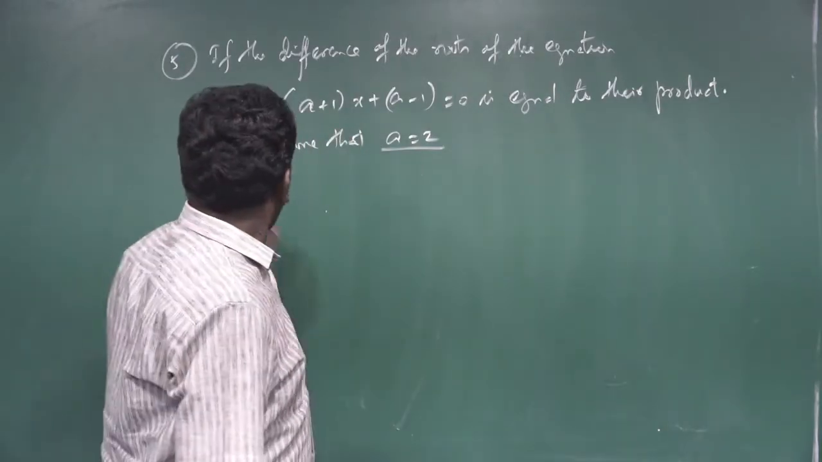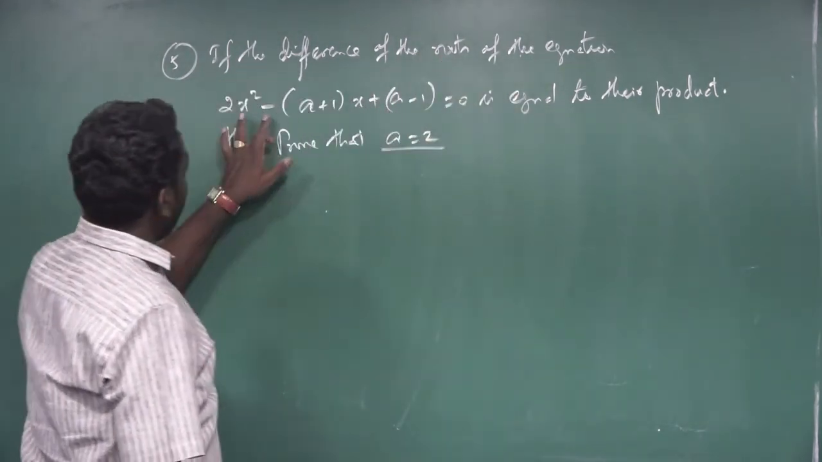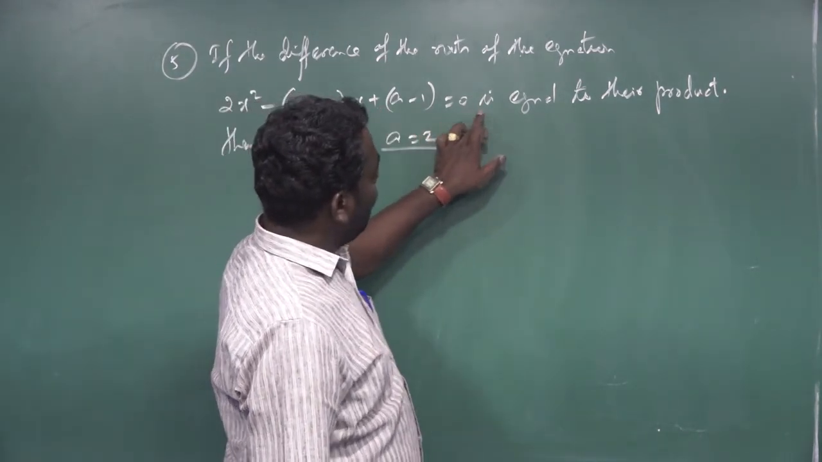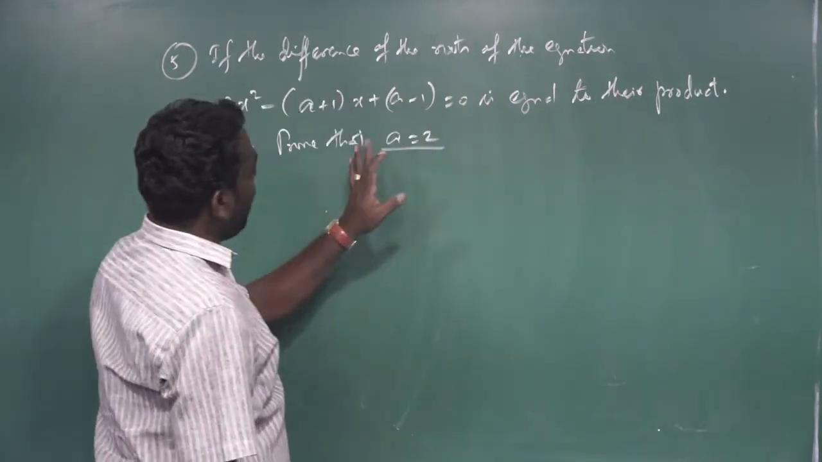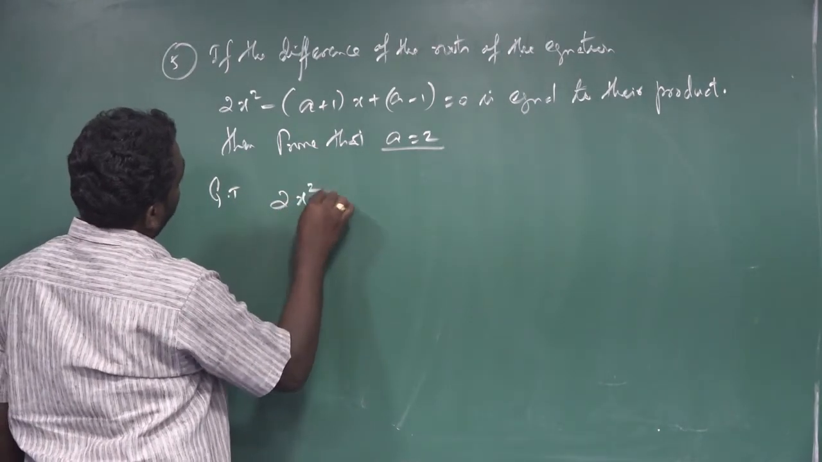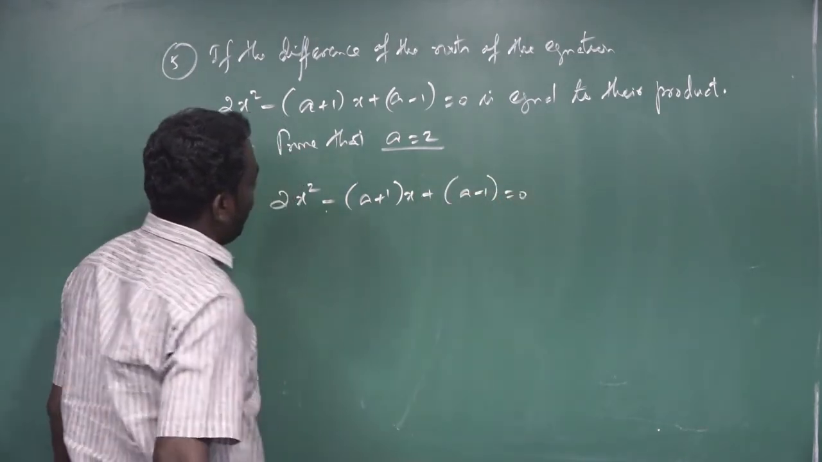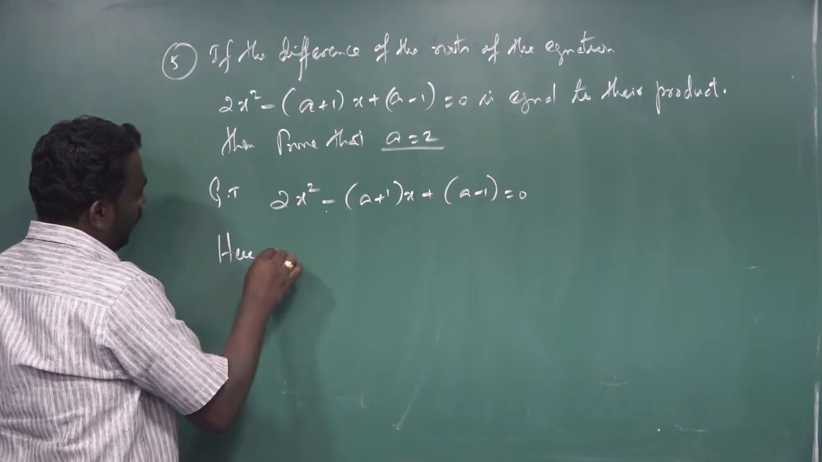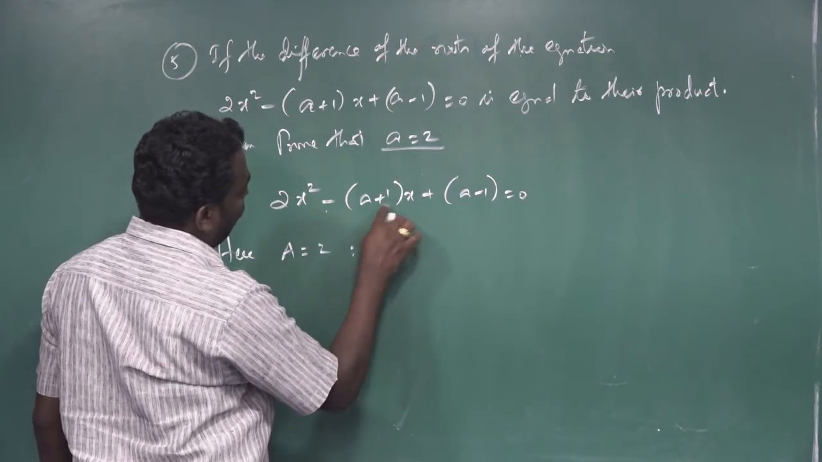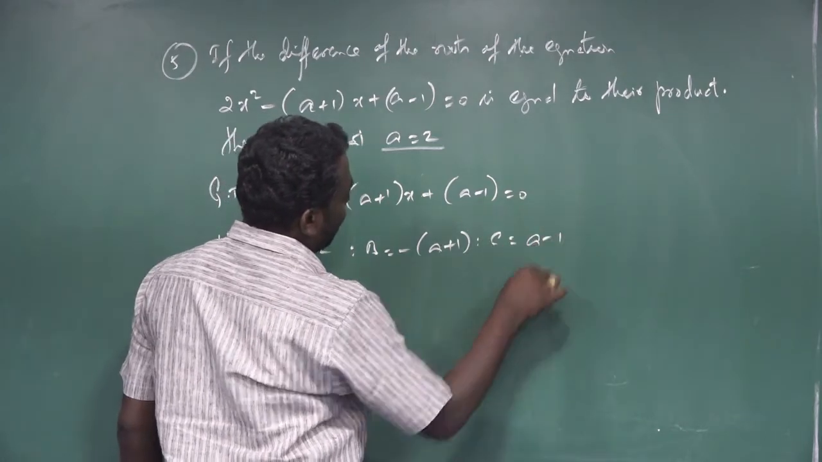Come to next question number 5. If the difference of the roots of this equation 2x square minus (a plus 1) into x plus a minus 1 is equal to 0 is equal to their product, prove that a equal to 2. Now given equation 2x square minus (a plus 1) into x plus a minus 1, that is equal to 0. Here a equal to 2 is the coefficient of x square, then b equal to the coefficient of x, that is equal to minus of a plus 1, and constant term equal to a minus 1.